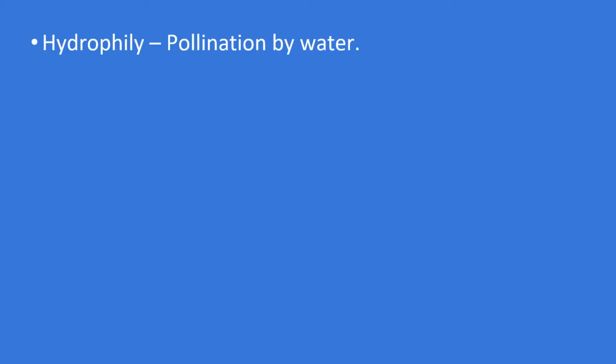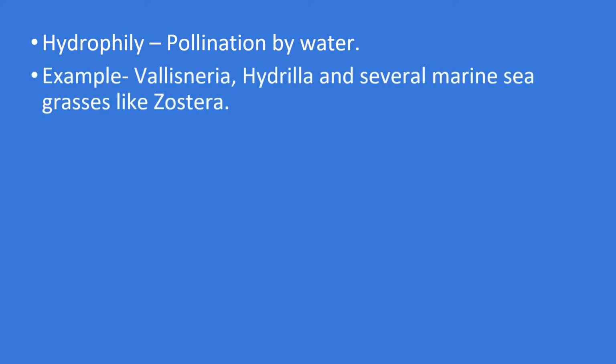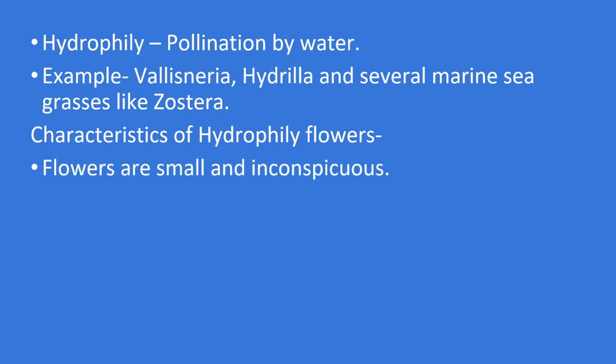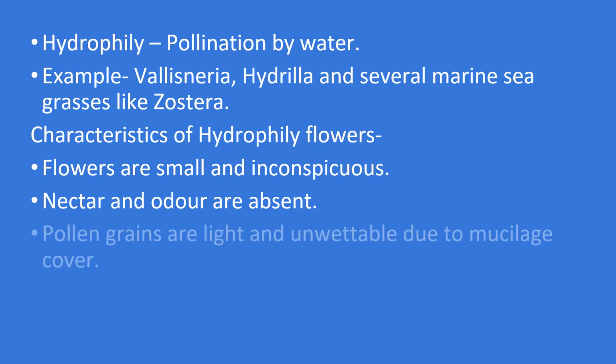Hydrophily, pollination by water. Examples of hydrophily are Vallisneria, Hydrilla and several marine sea grasses, for example Zostera. The characteristics of hydrophilous flowers are that they are small and inconspicuous. The nectar and odor are absent. Pollen grains are very light and unwettable. Why are they unwettable? Because they have a covering of mucilage.